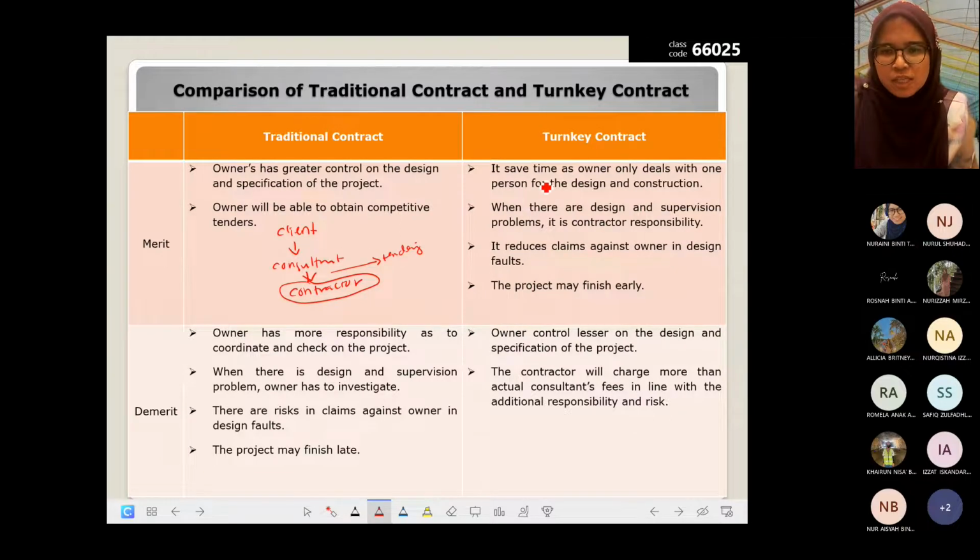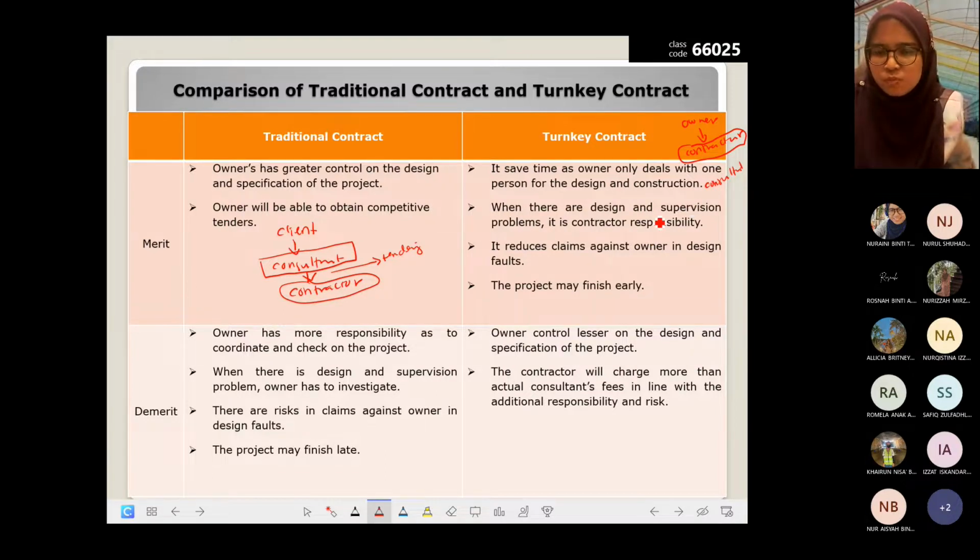Okay, compare dengan turnkey, it save time as owner only deal with the person for the design and construction. So kalau macam traditional, client ataupun owner akan deal dengan consultant and also contractor. So dia kena deal with two person. Kalau turnkey, owner ataupun client deal dengan contractor terus, in normal cases lah, unless contractor tu ada masalah ke kan, then owner akan order dia dengan consultant. Okay, so it save time lah.